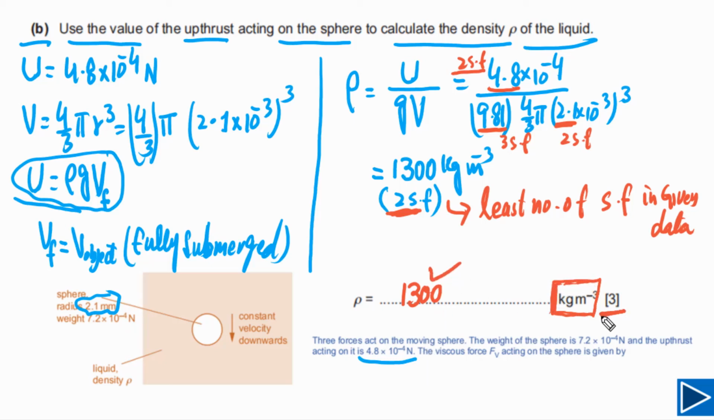You will have 3 marks in total. The first mark you will get if you have calculated volume. So you will get first C mark. And the second C mark you will get if you have rearranged this formula to calculate density. So this is second C mark. And the final mark is answer mark if you have got the right answer. If your answer is wrong, but you have written these 2 steps, still you will get 2 marks.